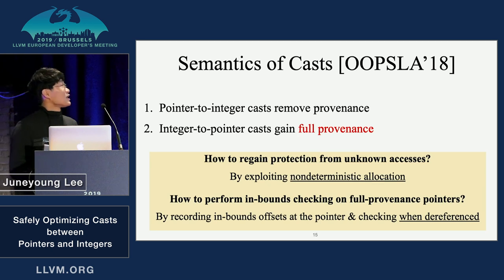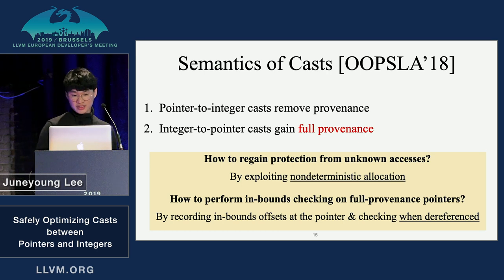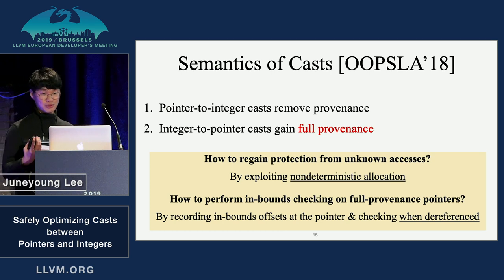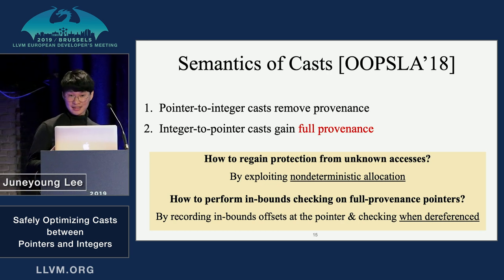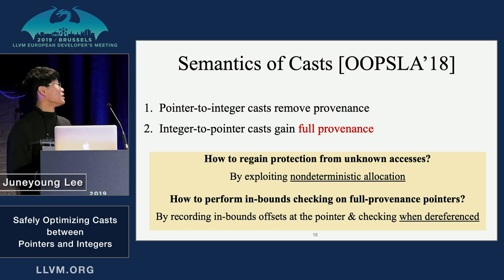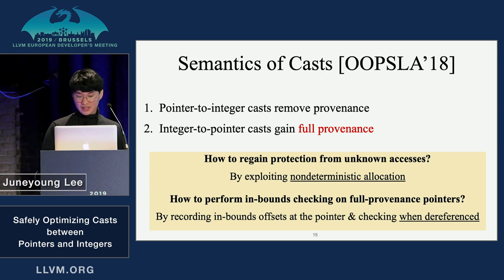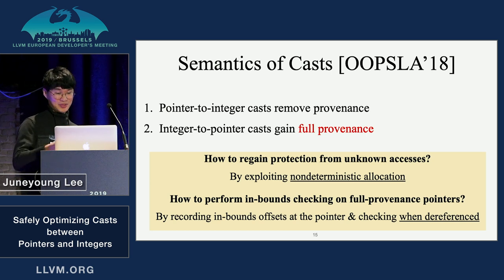For the semantics of cast, we define it as follows. Pointer to integer cast just removes provenance, meaning that the resulting integer is just a pure integer. Second, integer to pointer cast gains full provenance, meaning that it can access any object using that pointer. But you may feel like it's a bit dangerous to adopt the notion of full provenance because it seems like it may break the protection of the variable.